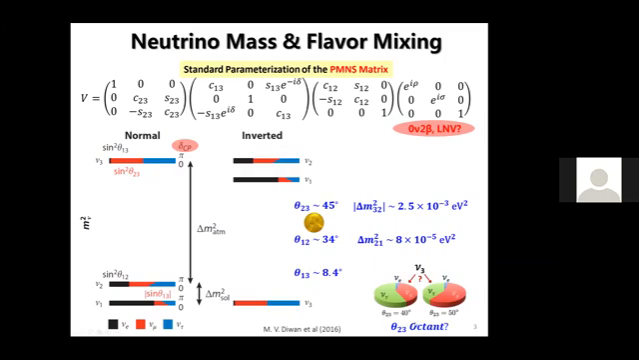One thing to point out: if the mixing angle theta 2-3 is 45 degrees, we will have this so-called mu-tau symmetry. And the octant of theta 2-3 will have impact on the future sensitivity of the future accelerator and atmospheric neutrino experiments.